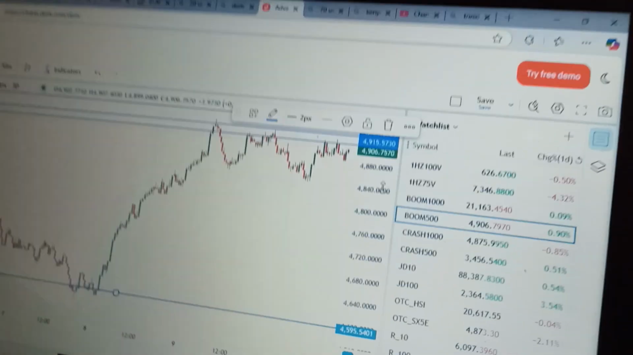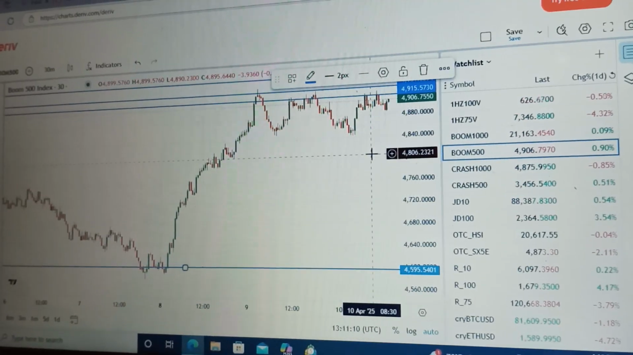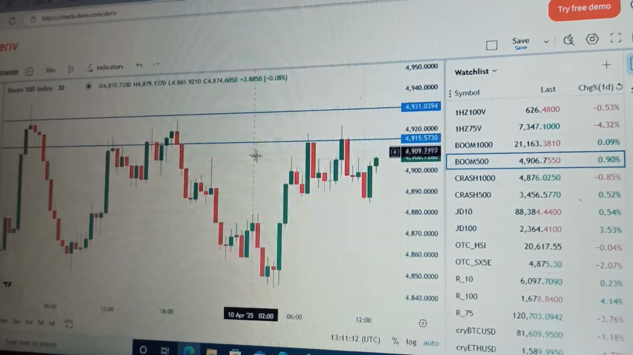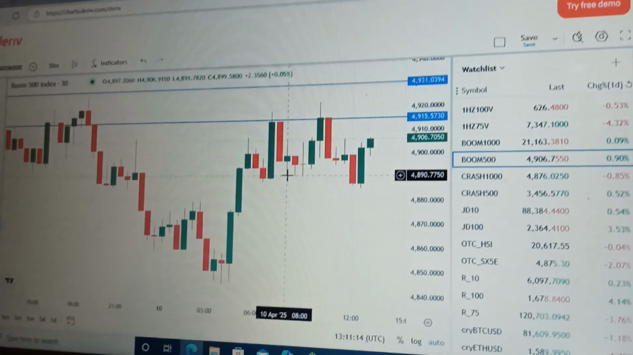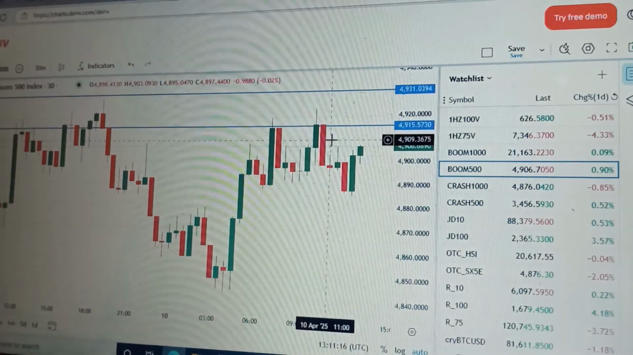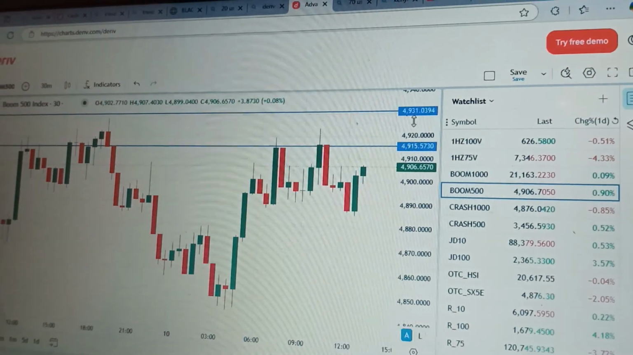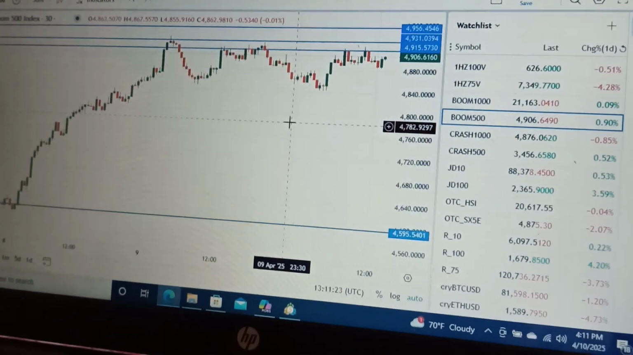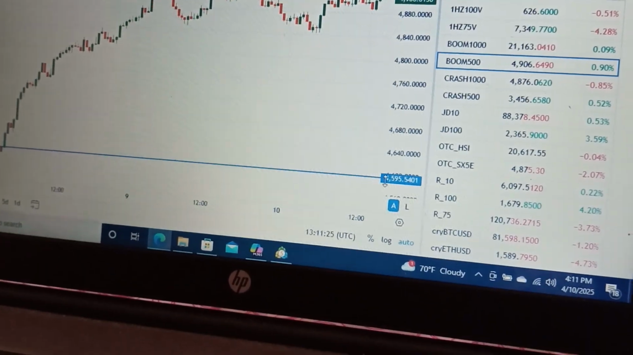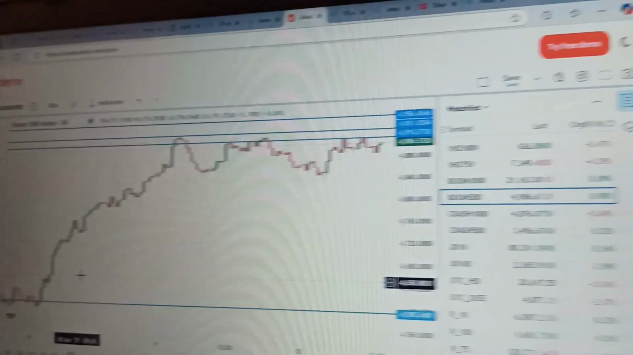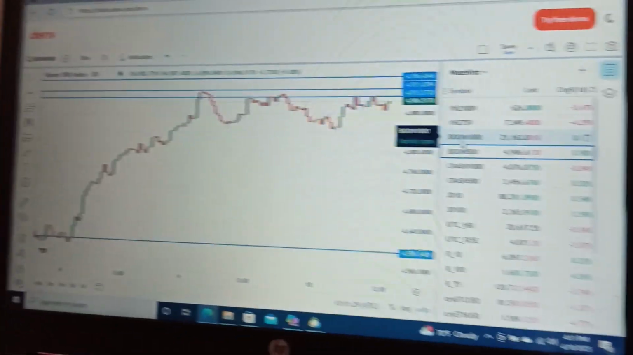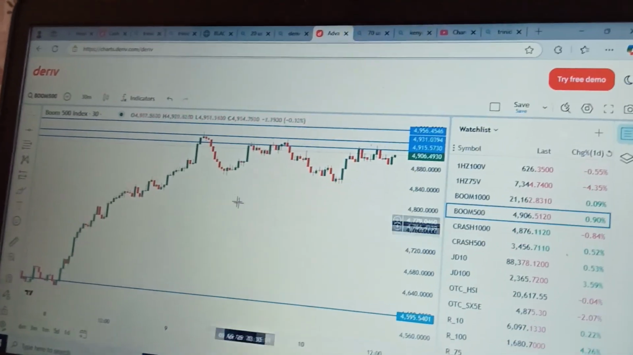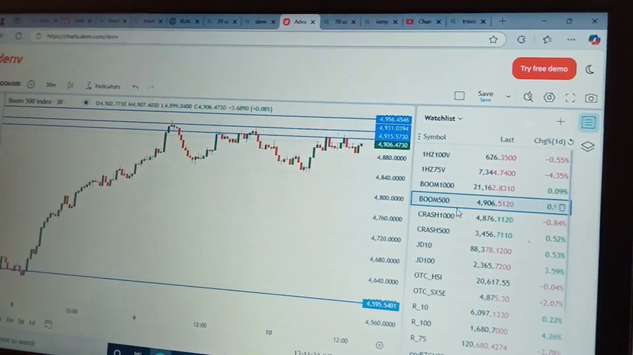So we sell. Our entry level is gonna be here. Let me zoom out the market. 49.15, this is my entry point. This is where I'm gonna put my stop loss at 49.31. And my take profit is gonna be at 45.95 level. Yes, guys. So we proceed. That is Boom 500.